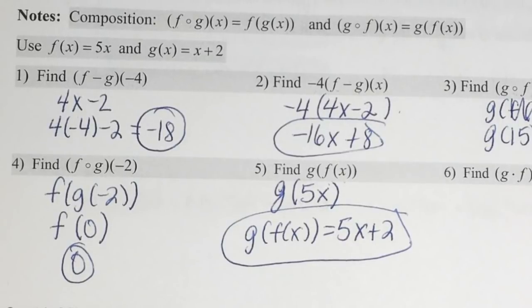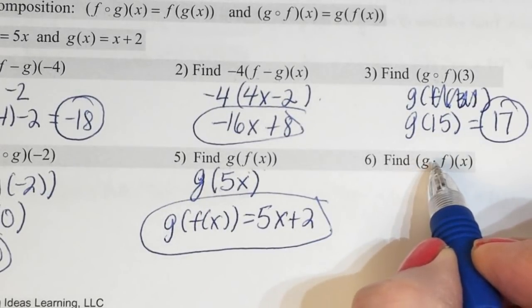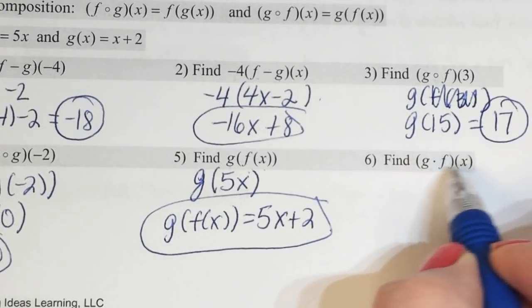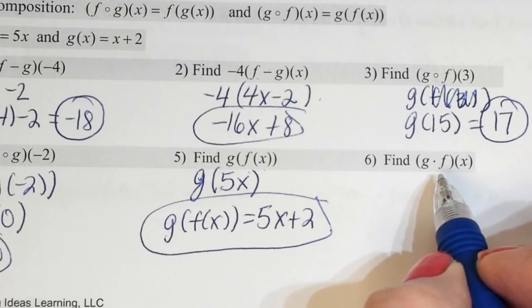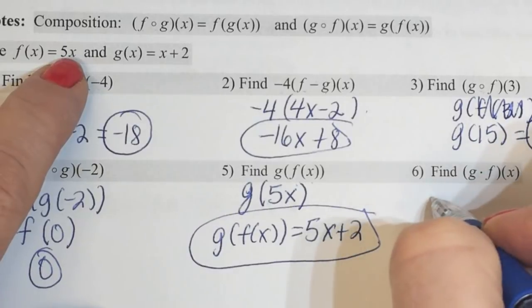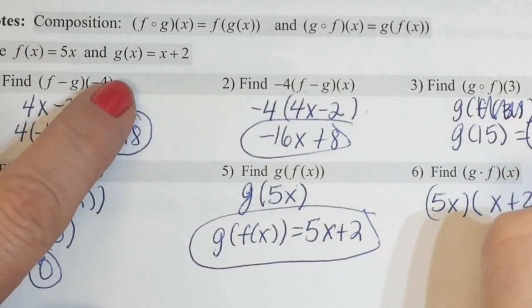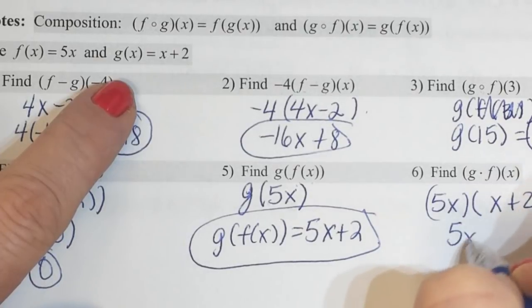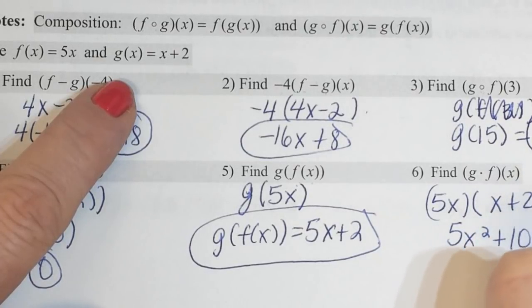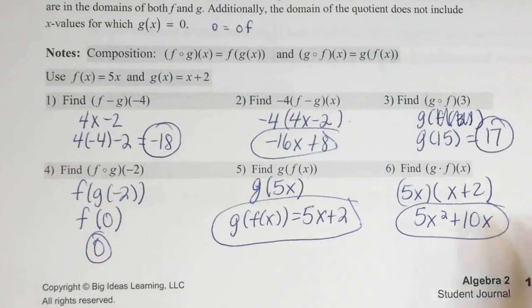See how it's easier when you have the numbers over the variables? All right, now what about this? Does this mean that I'm doing g of f of x? Is this a composition or multiplication? Multiplication. So this is multiplication. So I'm going to do f of x times g of x. And that's going to be 5x squared plus 10x. Okay? So lots of new stuff there.